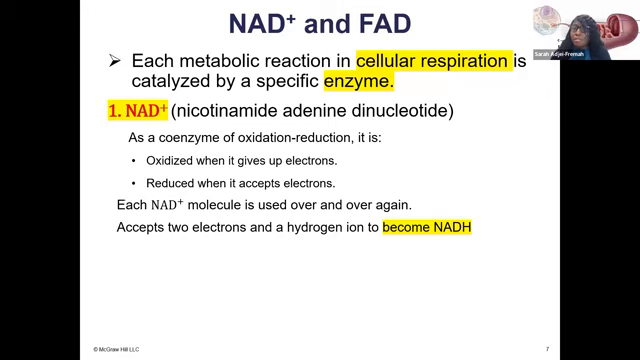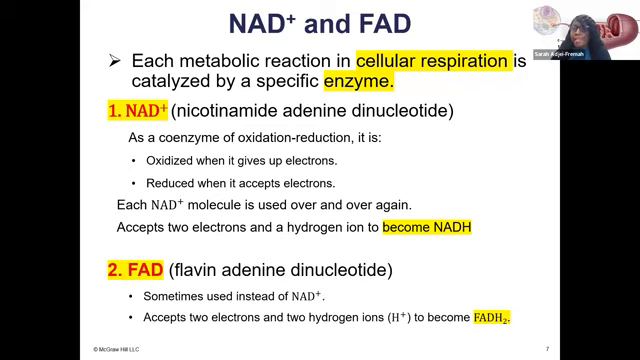Now, in the cellular respiration process, NAD+ would accept 2 electrons and a hydrogen ion, and it's going to become reduced to form NADH. So as we begin to break down the cellular respiration process, you would see NADH as one of the end products that we'll see in some of the steps. Another enzyme is going to be FAD, which is flavin adenine dinucleotide.